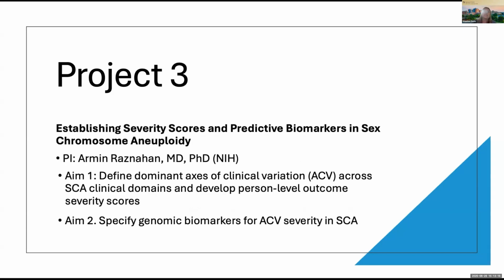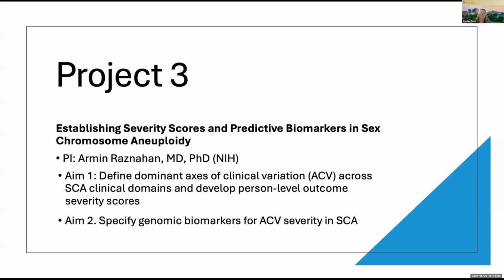And then finally, Project 3 is looking at establishing severity scores and predictions of those severity scores for individuals with sex chromosome aneuploidy. The focus on Turner syndrome and Klinefelter syndrome is the 2 largest groups that we are going to start with studying. And this is being led by Dr. Armin Rosnahan at the NIH. He is a neurologist who has been at the NIH for many, many years and has a robust research program looking at RNA-seq and other multimodal technologies in order to advance research and biomarkers in these conditions.